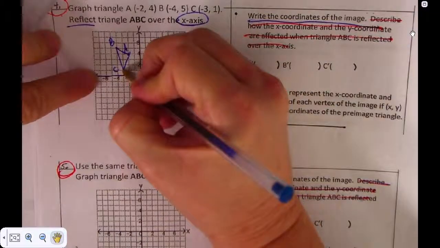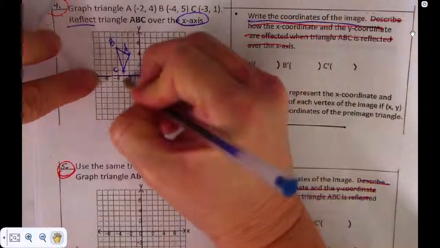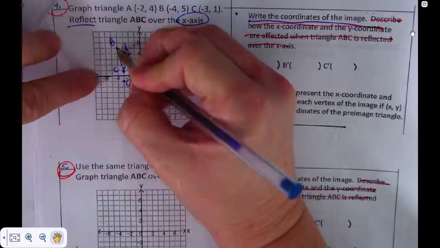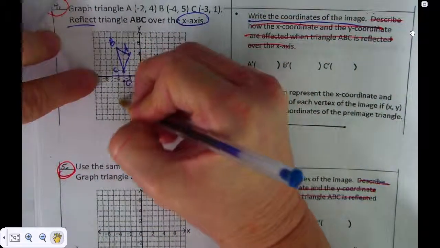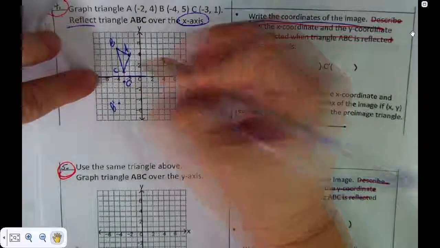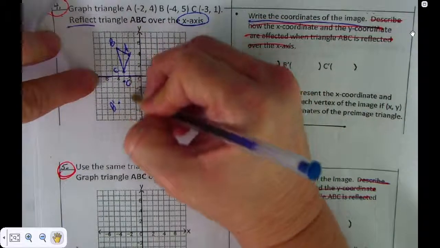And look, guys, you just flip over each point. That's C, so that's C prime. B is 5 away, so I'm going to go down 5. A is 4 away. I'm going to go.